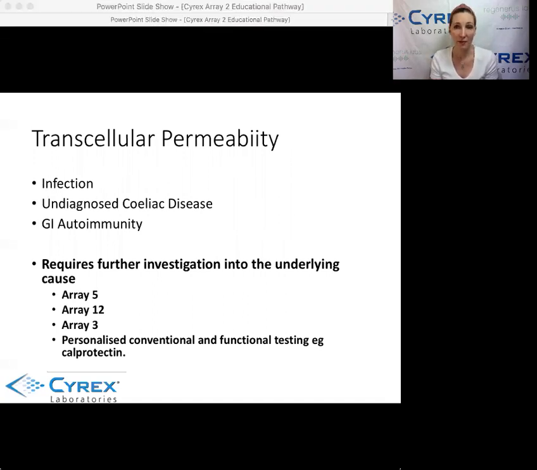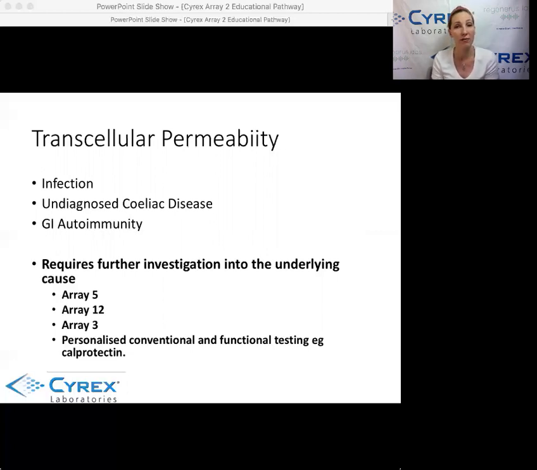So with Cyrex RE2, where we're measuring the difference between transcellular and paracellular permeability, with paracellular permeability, the markers that are going to come up positive on Cyrex RE2 are occludin and zonulin, because we're looking at antibodies to the proteins that regulate the tight junctions. But when you see actomyosin elevated on RE2, we know we're dealing with transcellular permeability.